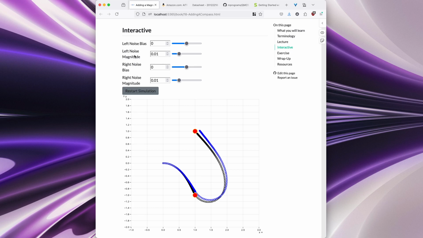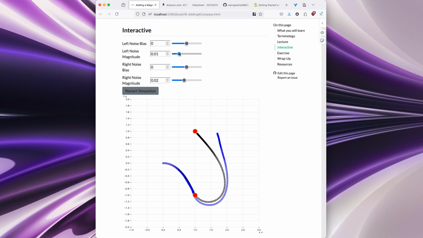If we add just a little bit of noise magnitude that's still centered on 0, the robot more or less follows the path it thinks it's following. So again, the blue line is the true path, where the robot actually ends up, and the black line is where it thinks it is. And if I restart this multiple times, you can see for the most part, it's tracking to its goal, or close enough that you might not actually notice.